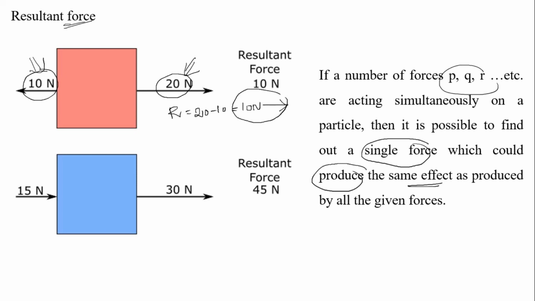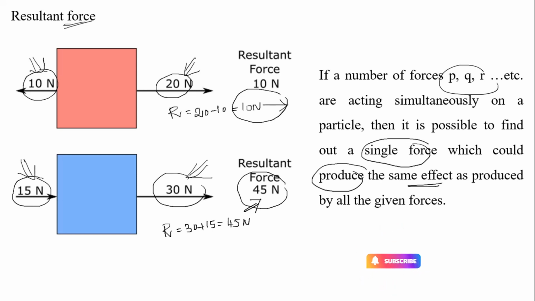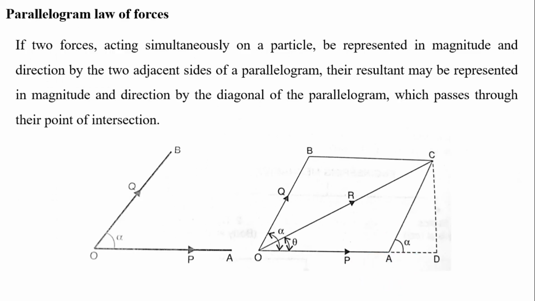Clear? Similarly, in this system, the 15 Newton and 30 Newton forces are both acting in the same direction, so the resultant is 30 plus 15, which is equal to 45 Newton, right? So this 45 Newton, which is called the resultant force, produces the same effect as produced by the 30 Newton and this 15 Newton. Clear?